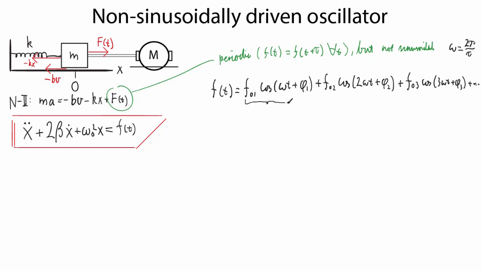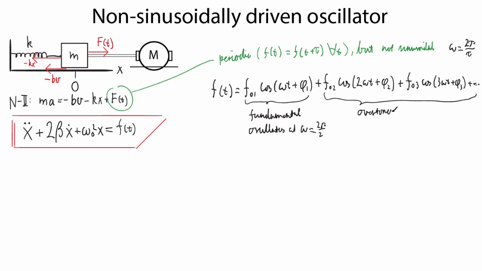So this first Fourier component is known as the fundamental, and it oscillates at omega. And the higher ones are known as overtones. So the first overtone oscillates at 2 omega, the second one at 3 omega, etc. They all oscillate at multiples of the fundamental, so that in general, the nth overtone oscillates at frequency n omega.